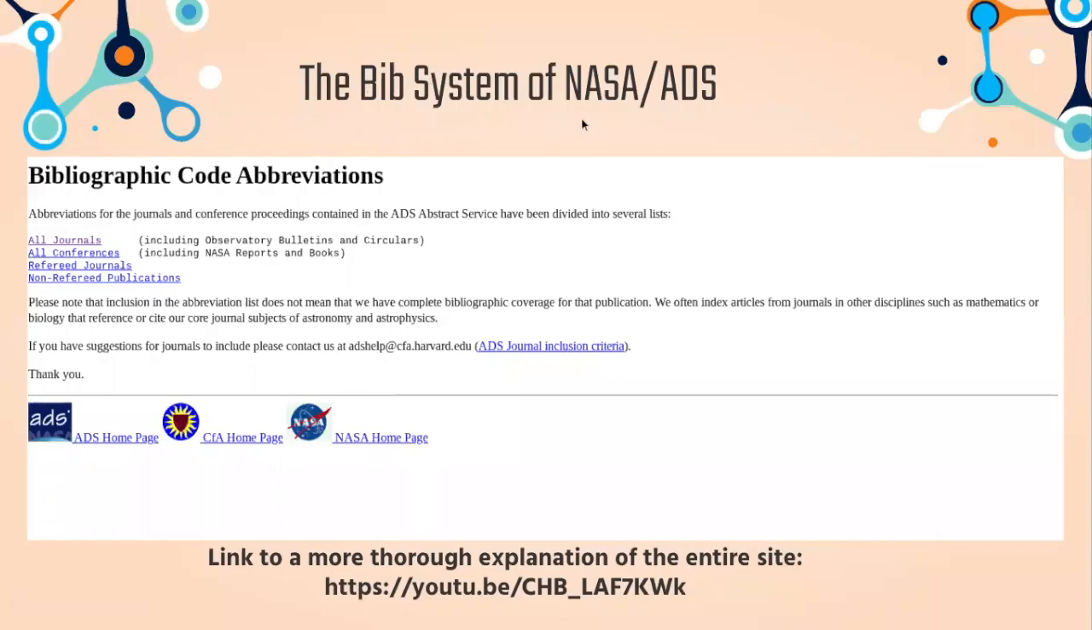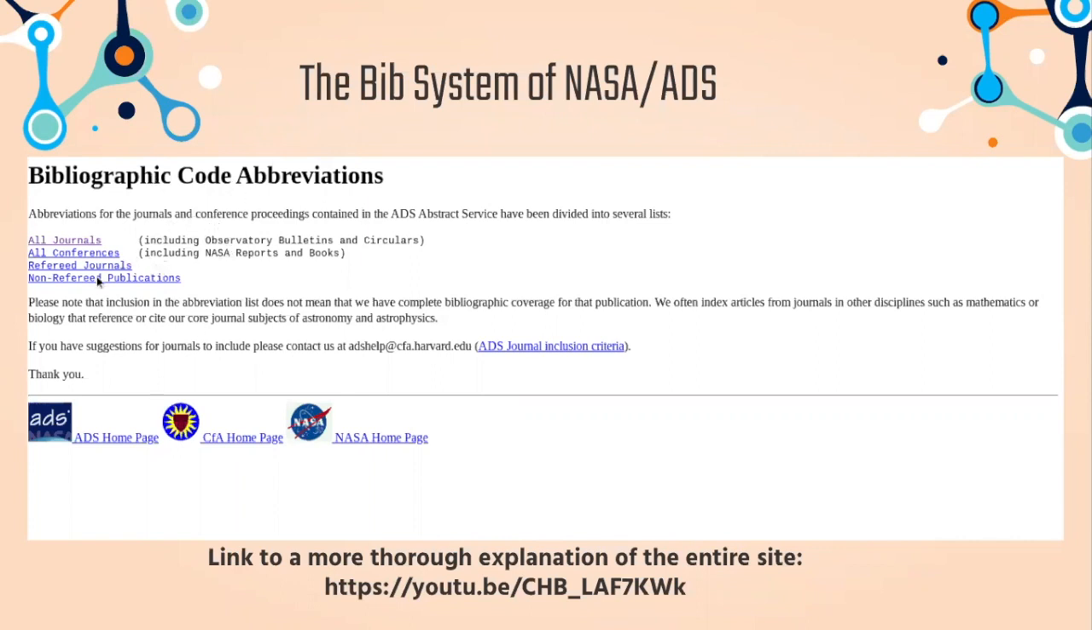This is the bib system of NASA that I was talking about in the previous slide. So if you're not familiar with the code that the journal is used for, you can simply click on this link to access the code that the journals go by, or you can look for conferences, referred journals, or non-referred publications, and it will give you the code that is associated with each of them.